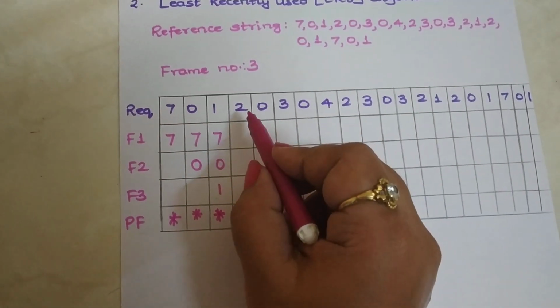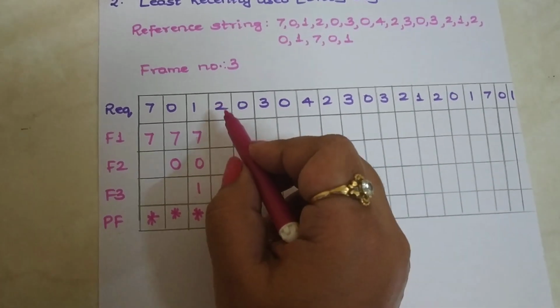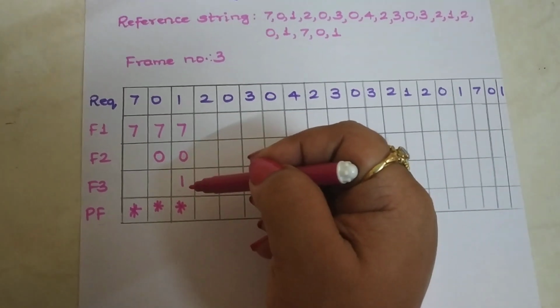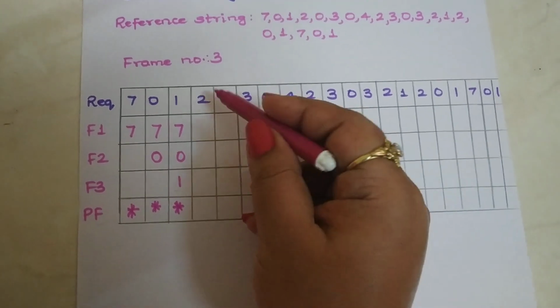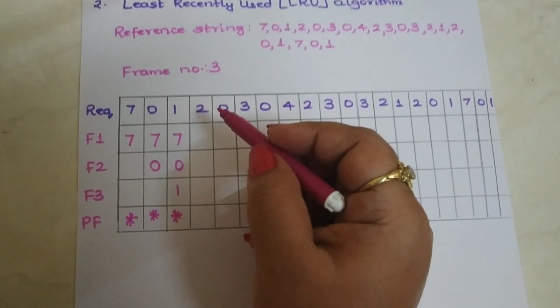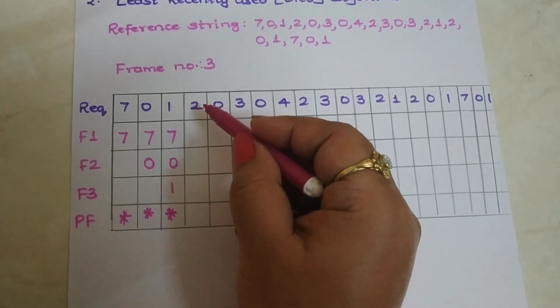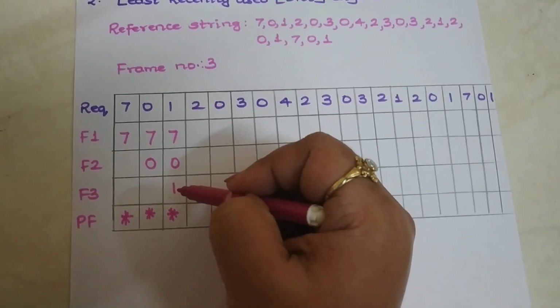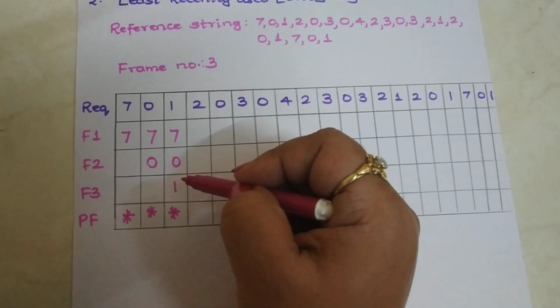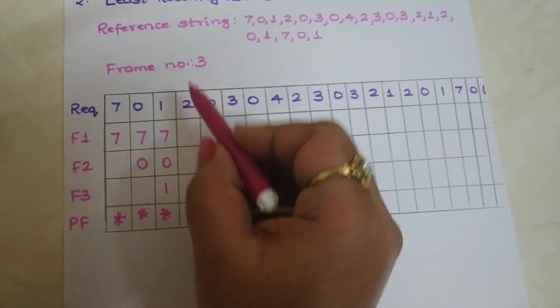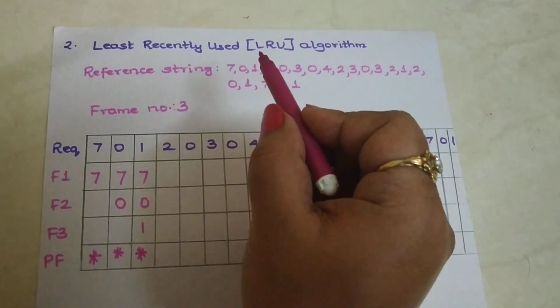Now the CPU requests page number 2. See the contents of the frames: 7, 0, 1. Is it there? It is not there. That means here we need to replace. Now which page should be replaced out of all the frames? Because 2 wants to get a place in these frames. We will replace it using the least recently used algorithm.